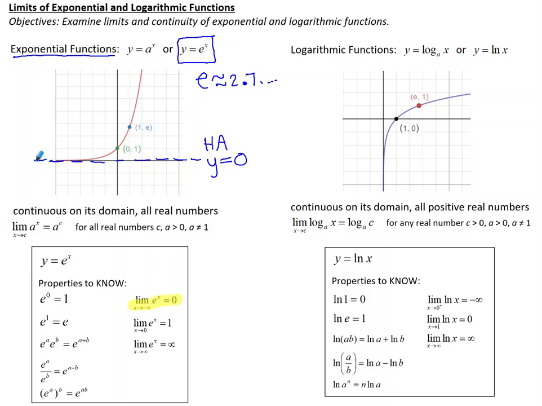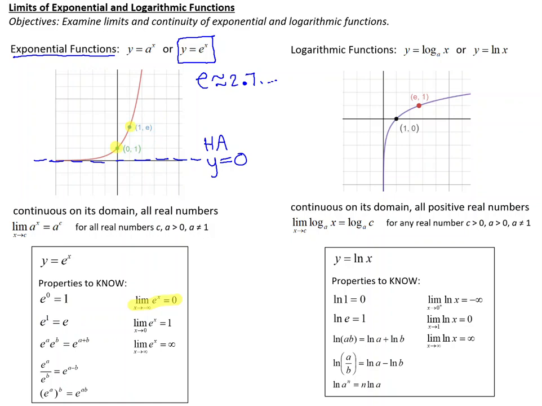We also want to remember that e to the 0 equals 1, just like all numbers but 0 to the 0 equal 1. So when x is 0, the point (0, 1) is on the graph. Also, e to the 1 is itself, so the point (1, e) is on the graph. Those are two must-know points that are on the graph.